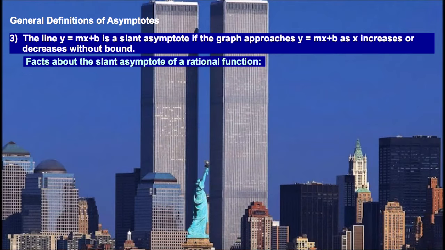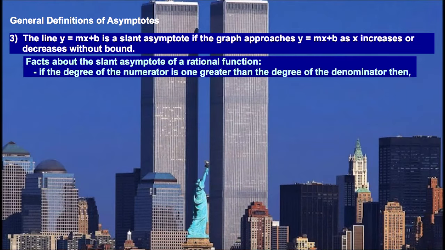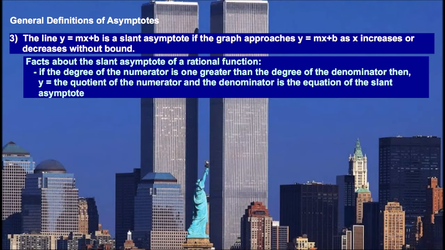Facts about the slant asymptote of a rational function. If the degree of the numerator is 1 greater than the degree of the denominator, then y equals the quotient of the numerator and the denominator is the equation of the slant asymptote. Example: f of x equals 3x squared over x plus 2.